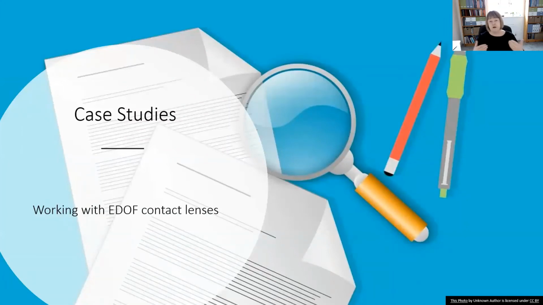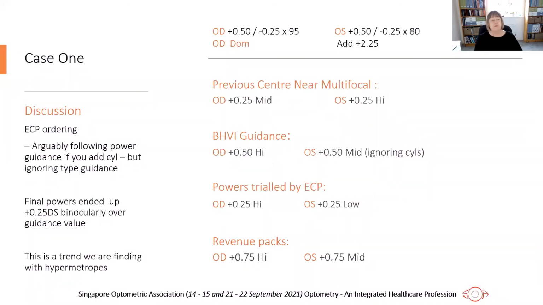Okay, so now I'm just going to go through some case studies. These are actual cases of UK practitioners. They've tried the lenses out, and they've reported back to us what they actually supplied in terms of revenue packs. I'm using this to illustrate various aspects of fitting and fine-tuning lenses, and what happens when you go beyond the BHVI guidance. And I apologise in advance, a lot of these are hypermetropes because we have a lot more in the UK than you do in Singapore.